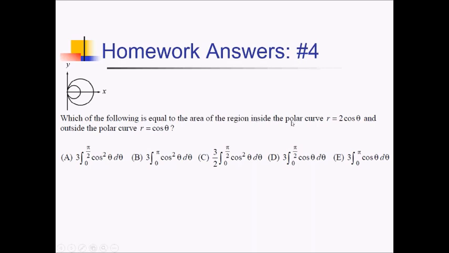On this problem, we want to know which of the following equals the area of the region inside the polar curve r equals 2 cosine of theta and outside the curve r equals cosine of theta. So if we look up at this picture here, inside the 2 cosine theta, so that's going to be inside this big circle, but we want to be outside the small circle. So we basically want to do big circle minus small circle and match one of these answer choices.